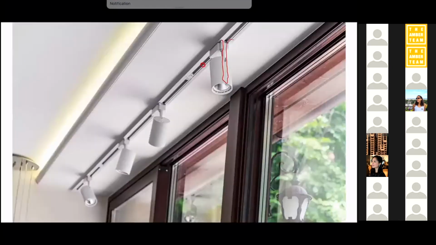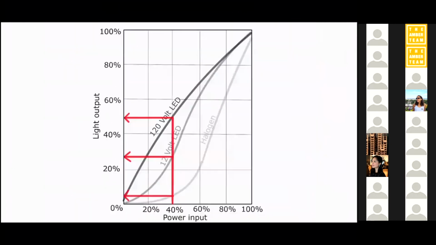So let's take a look at this again. If we say at 40% power input, so we've throttled it to 40% of whatever the maximum is, with the halogen, you see we only get about 5% of the light. So we have 40% of the power input, but 5% of the light output. So it's probably not a great bargain in terms of energy savings and in terms of light output.